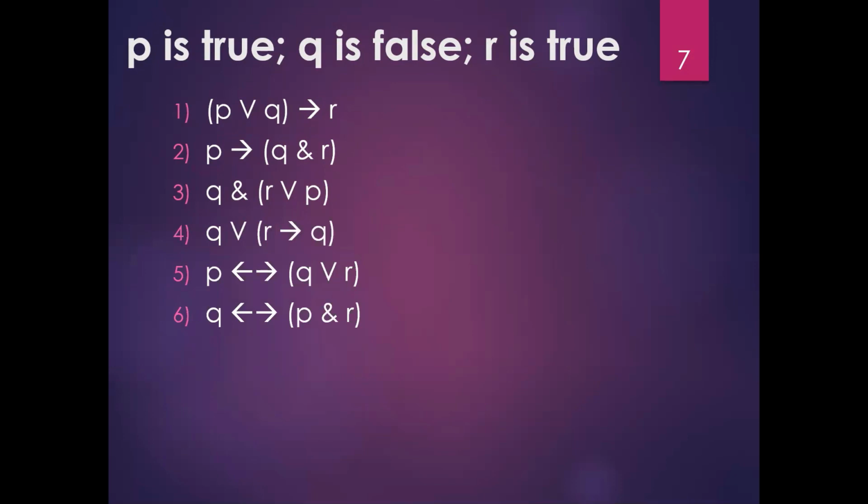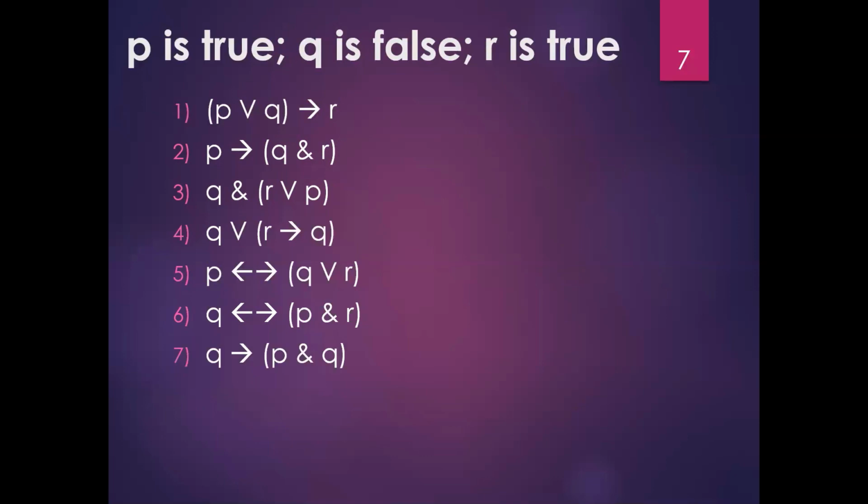Number 6 is also a biconditional. Here we have Q is false on the one side, P and R, those are true. On the second side, the conjunction is true. They don't match in truth value, so number 6 is false.